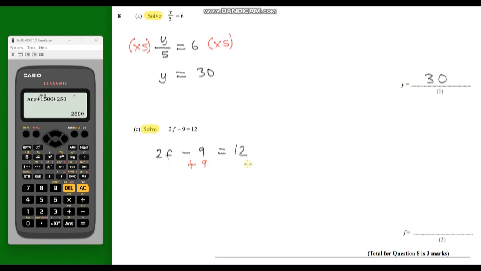And I'm obviously going to do that to both sides of my equation. We can't just do it to one side. We have to do it to both sides. So I'm just going to be left with 2f is equal to 12 plus 9 is 21. And now finally, we want to get f on its own. At the moment, we're multiplying by 2. So to get f on its own, we need to divide by 2. So we divide both sides by 2. And we're left with f is equal to 21 divided by 2. Well, that is 10.5. So our answer is f is equal to 10.5.